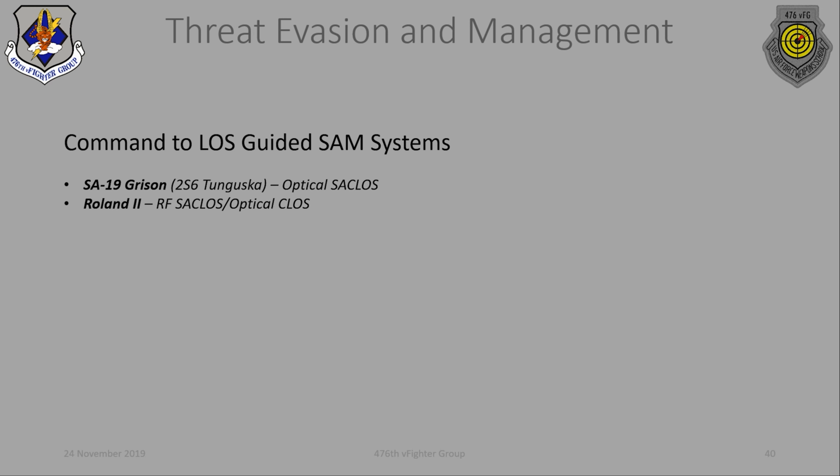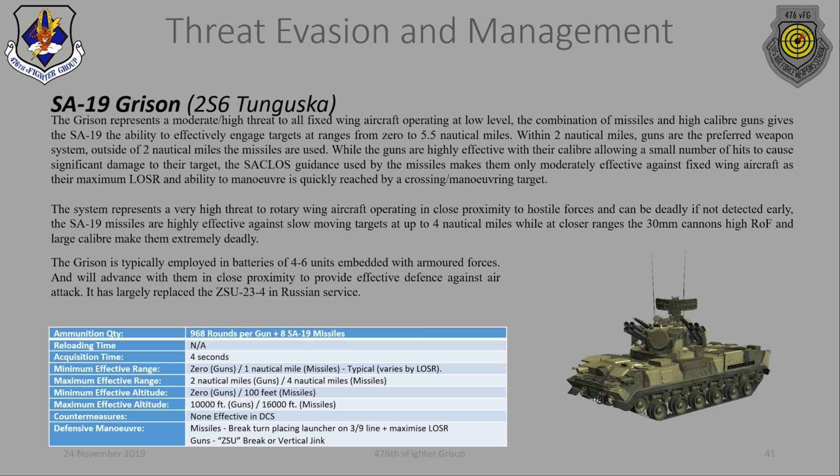Okay, command line of sight systems then. So the 2 we got in DCS, the SA-19 and the Roland. The 19, it's a bit of a double death system. Obviously, you've got both the SA-19 missile system and you've got the gun system as well. SA-19 was introduced into the Russian infantry to replace the Zeus.